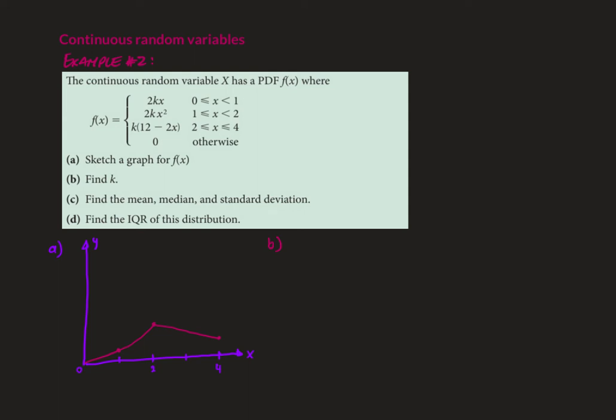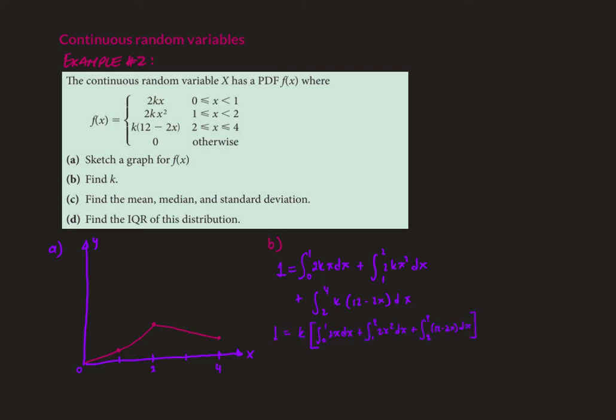So for that, we need to calculate the integrals for each of these intervals. So the 1 has to be equal to the integral from 0 to 1 of 2kx with respect to x, plus the integral from 1 to 2 of 2kx squared dx, plus the integral from 2 to 4 of k times 12 minus 2x with respect to x.